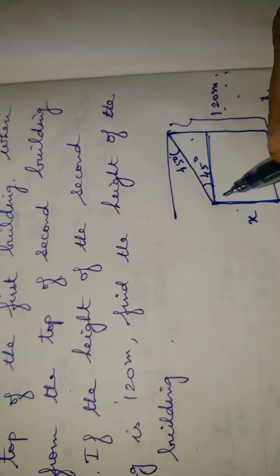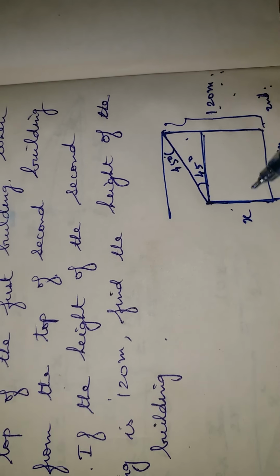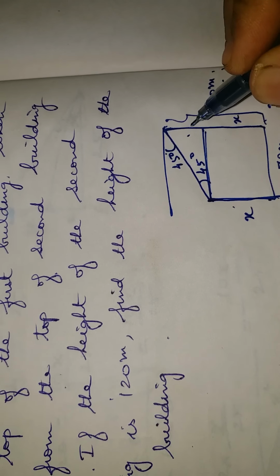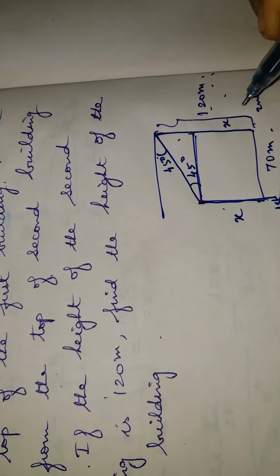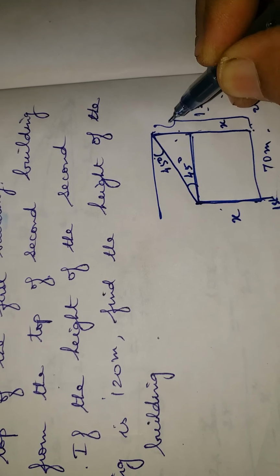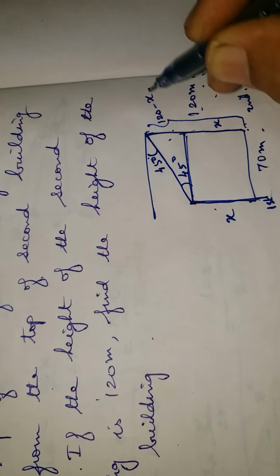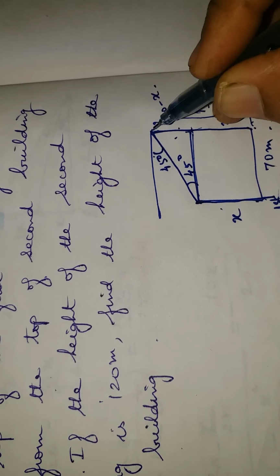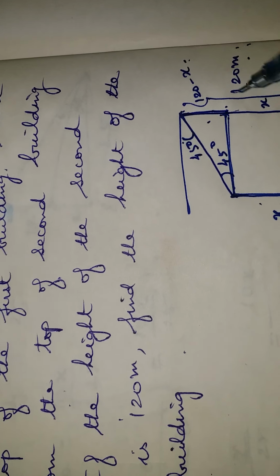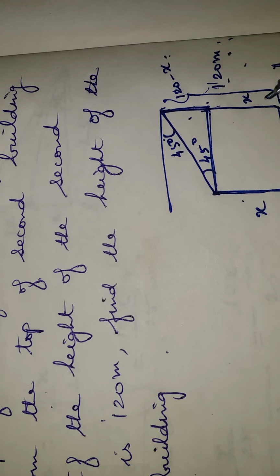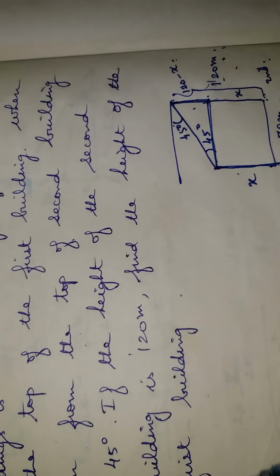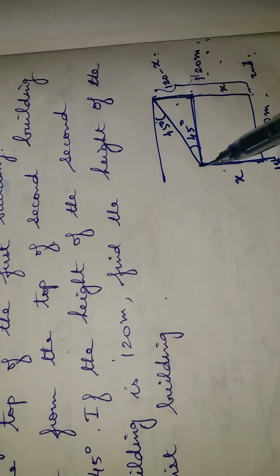I am assuming this as x because this is needed. So this is x, which means this is also x. This whole is 120 and this part is x, so this must be 120 minus x. From here to here is 120 minus x, and this fully is 120. Now you have to use the angle. You want this length.